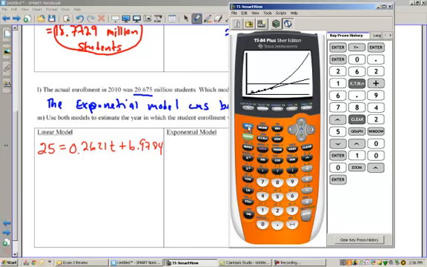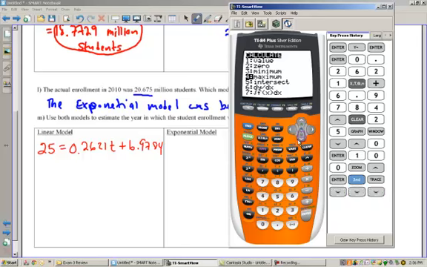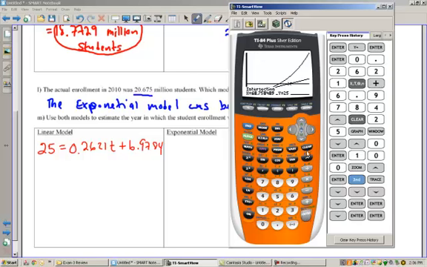And so what I can do is hit second, trace, go down to intersect, and here I have to be careful, okay? First curve, yes, I want to be on the line, so I hit enter. Now second curve, I do not want to be on the exponential function, I want to be on 25, so I'll hit down, and that takes me to 25. Yep, that's my second curve. Hit enter again, and out pops my answer. So on this one, T was approximately, let's say, about 68.8 years.